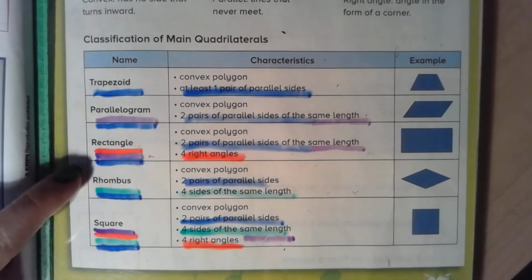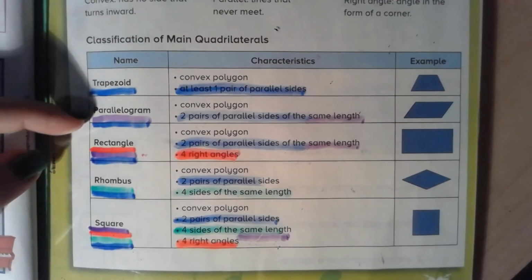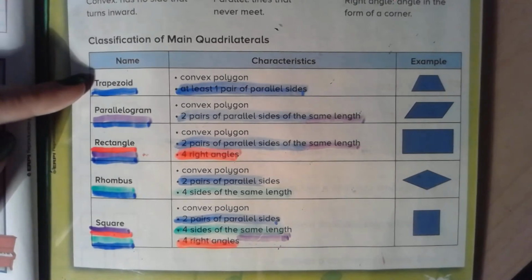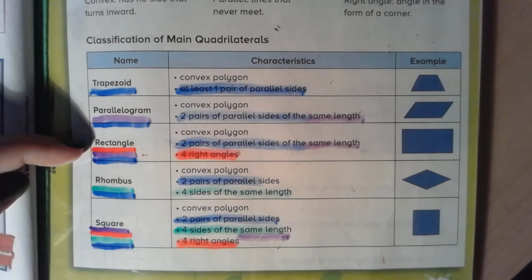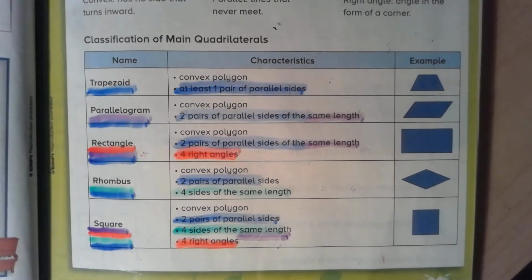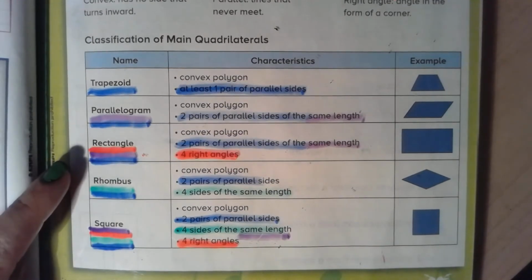So I put all 3 colors. So a trapezoid can be blue, a parallelogram can be purple and blue, so a parallelogram can also be a trapezoid, and a rectangle can be both a parallelogram and a trapezoid. It is so tricky, I know, but I hope the colors help you.